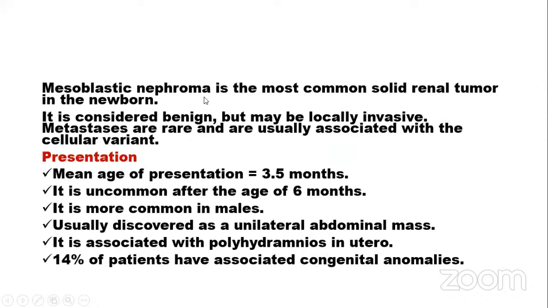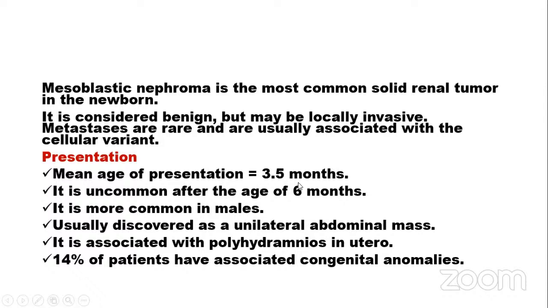Mesoblastic nephroma. Mesoblastic nephroma is the most common solid renal mass in the newborn. It is considered benign, but it may be locally invasive. Metastases are rare and usually associated with the cellular variant. The mean age at presentation is 3.5 months, and it is uncommon after 6 months of age. So it usually occurs under 6 months.